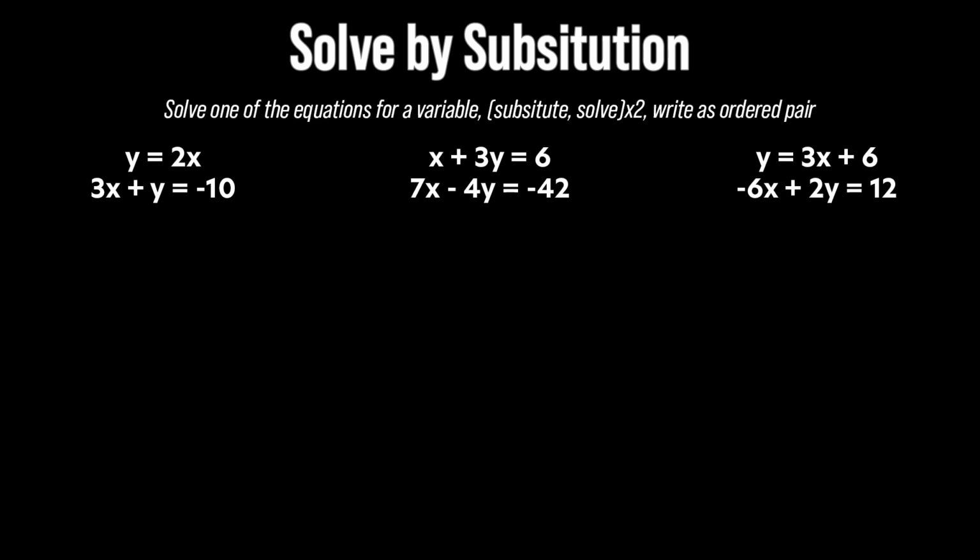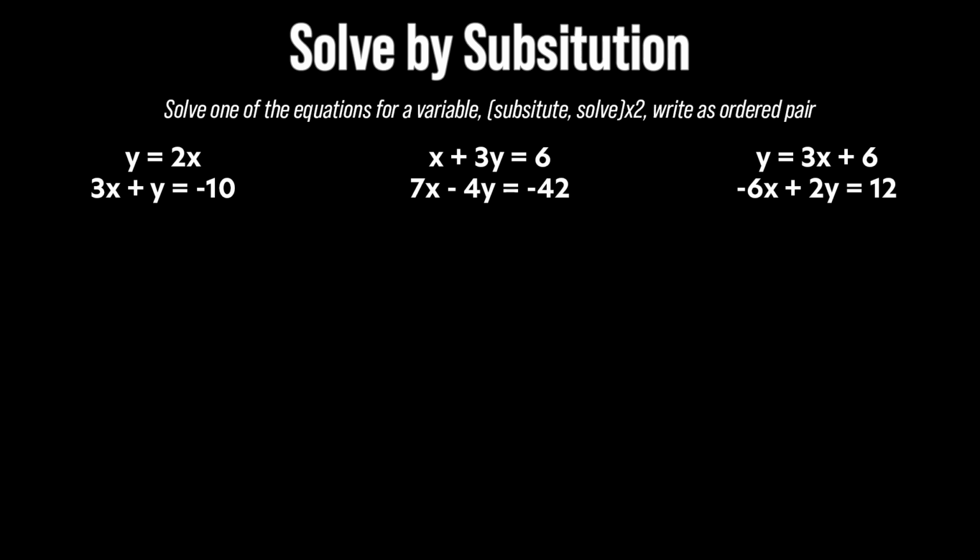Today we're going to learn about solve by substitution. Solve one of the equations for a variable, substitute and solve 2 times, and write as an ordered pair. So in order to solve a system of equations, you need to use substitution. This is going to be very important, so make sure you pay attention in this video.